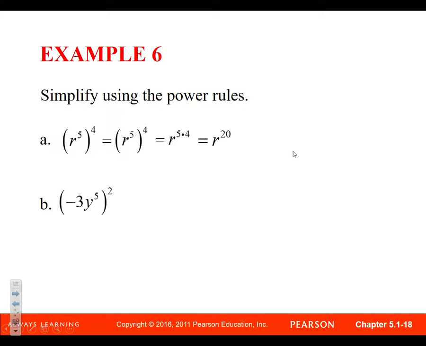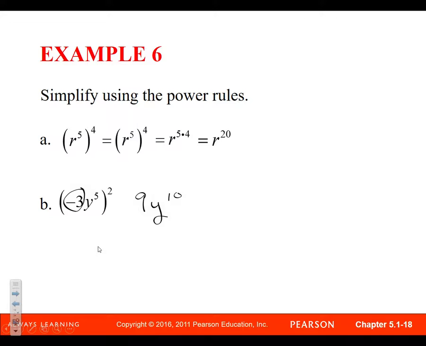Okay. How about here? Are we still multiplying? We're taking every one of these items to the second. So -3, is that negative protected? Yes, because it's inside the parenthesis. So -3 squared is 9. And then y to the 5th to the 2nd is y to the 10th. And we're done there.